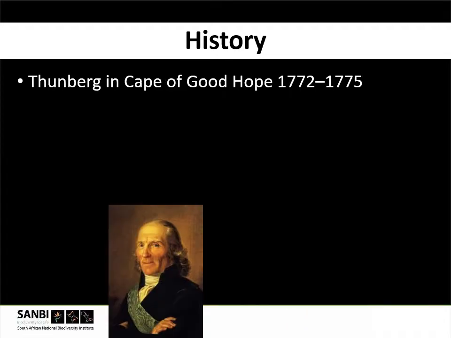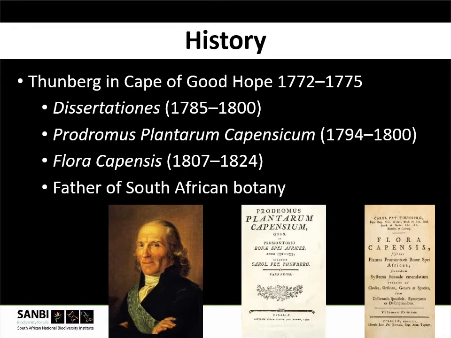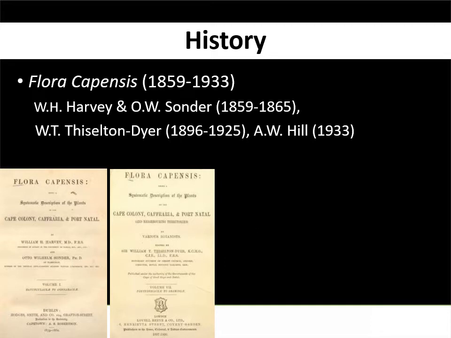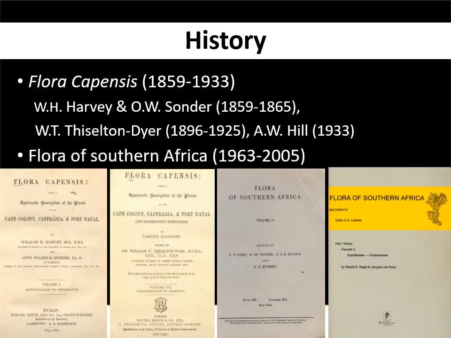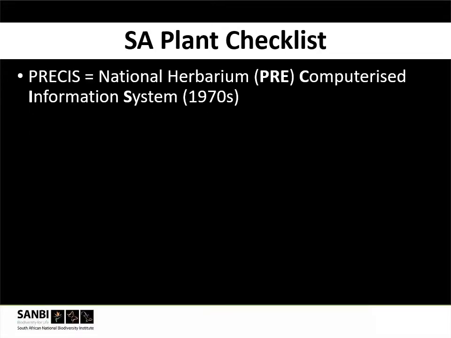Later, Karel Thunberg, a student of Linnaeus, visited the Cape and described the plants he had collected, of which over 1,000 were new to science. Several taxonomic treatments followed, including the well-known Flora Capensis of Harvey and Sonder, and several volumes from the Flora of Southern Africa series, to name but a few. Computerization of information from these and numerous other publications started when the PRECIS database was developed in the 1970s.